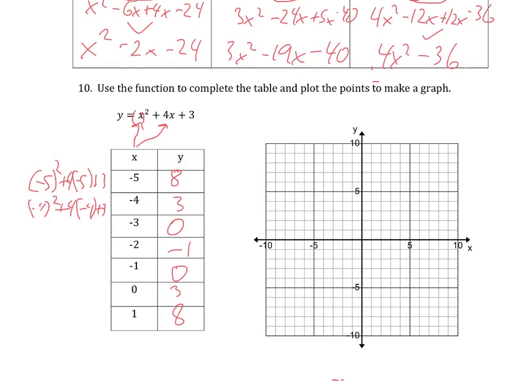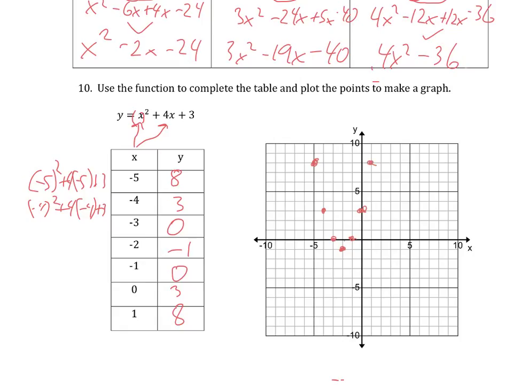Negative 5, 8 is up here. Negative 4, 3. Negative 3, 0. Negative 2, negative 1.